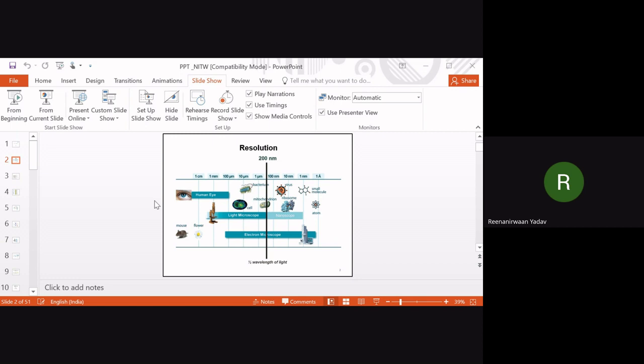And the resolution that we can achieve by using visible light is limited to about 200 nanometers, which is approximately half of the wavelength of visible light. And if we want to study or visualize a particle at atomic resolution, we need something which has a wavelength in the same order.